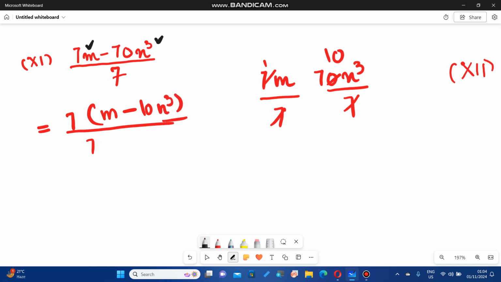This 7 is being timed with the term, so we can cancel this out. 7 times 1 and 7 times 1. What is our answer here? Our answer here is m minus 10n cube.